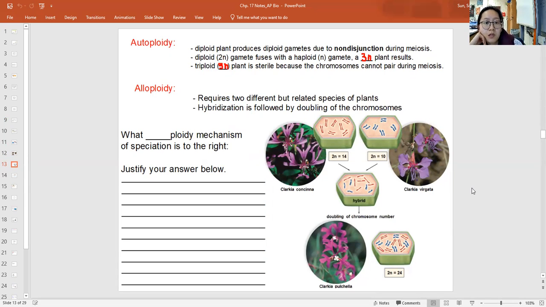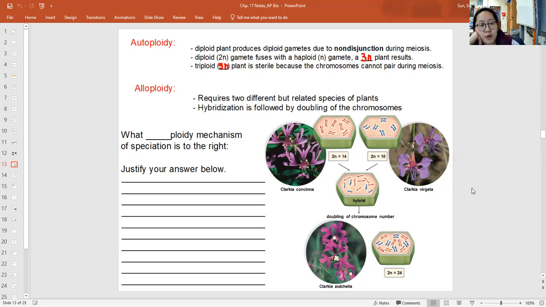So autopolyploidy, for example, is when a diploid plant produces diploid gametes due to nondisjunction. So instead of splitting in half the number of chromosomes, they accidentally put their full number into their sperm and egg or their pollen. And so a diploid gamete, which is 2N, fuses with a haploid gamete, which is just N, and then you end up with this weird 3N plant. And the triploid 3N plant is sterile. Notice it's triploid, right? Because it's got 3 sets. It's sterile because the chromosomes cannot pair during meiosis. And then also, it doesn't have any other 3N plant to transfer pollen with to produce offspring in the first place.